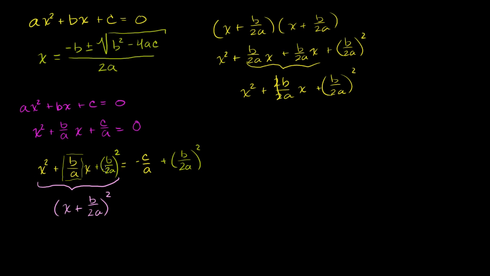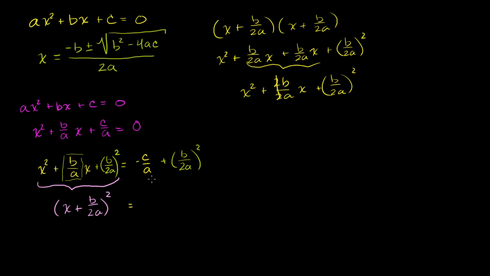That was the whole point of adding this term to both sides, so it becomes a perfect square. So the left-hand side simplifies to this. The right-hand side, maybe not quite as simple. Maybe we'll leave it the way it is right now. Actually, let's simplify it a little bit. So the right-hand side, we can rewrite it.